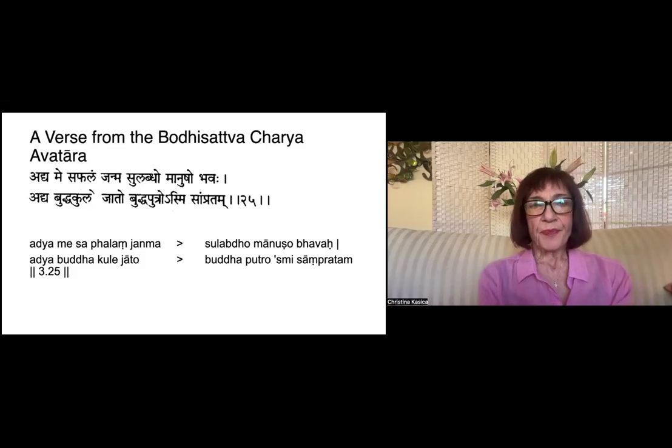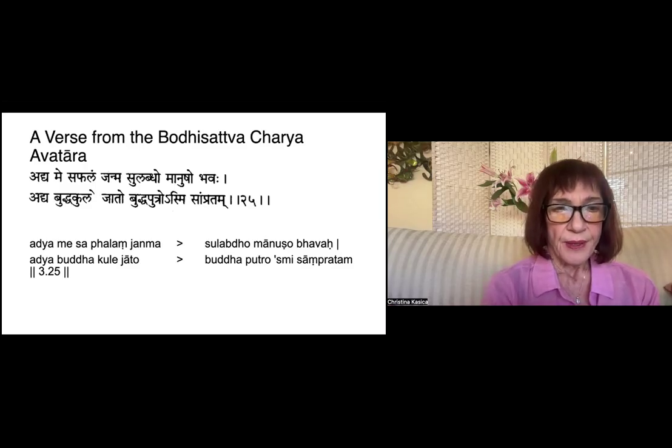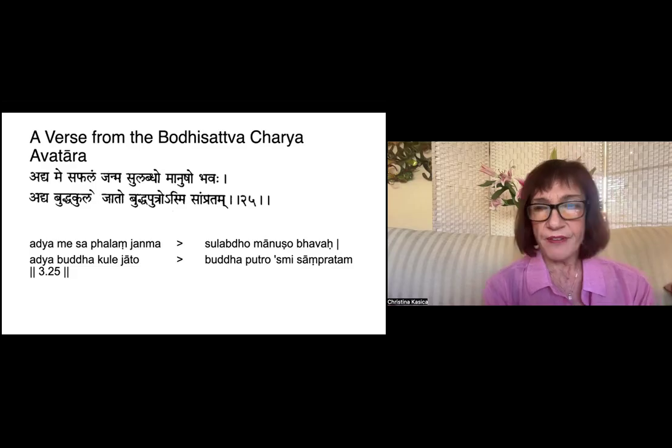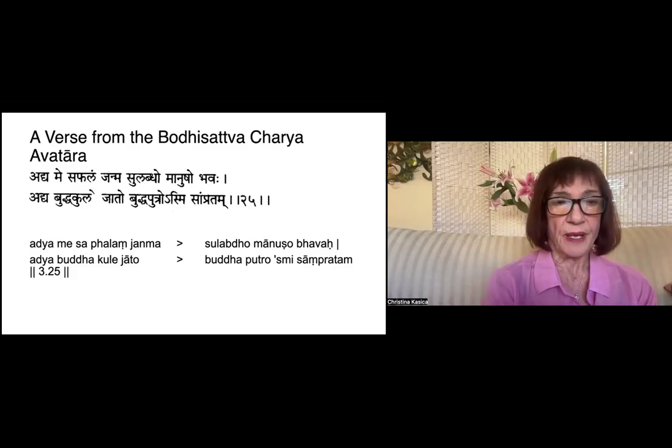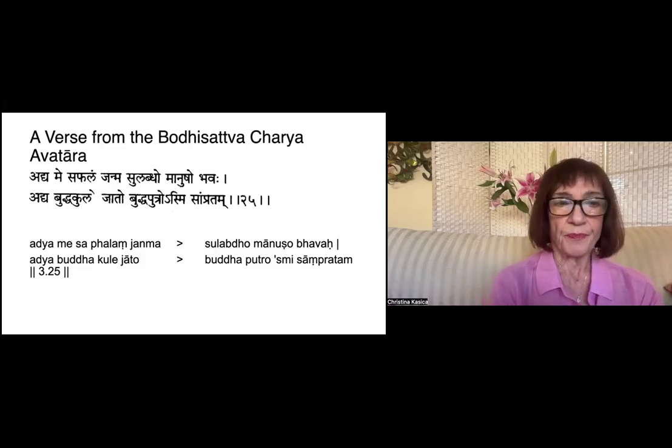Yeah, right there. All right, so let's go through this a little more and talk about the IAST version of this verse. So let's say it again. I will say the first line first, and then you can repeat after me. Adya me sapalam janma sulabdo manusho bhava. Say it with me.